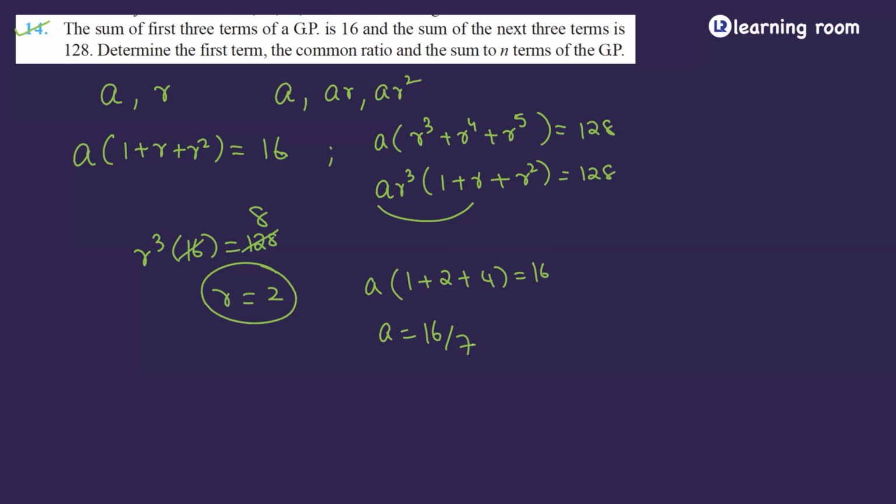But, well, I'm just thinking if that is possible. There is no denominator, no? So A is going to be 16 by 7, right? Now, what did they ask? The sum of the n terms of the geometric progression, right?